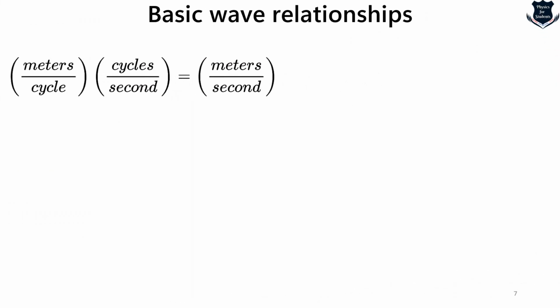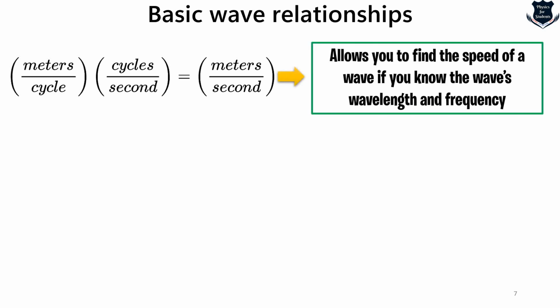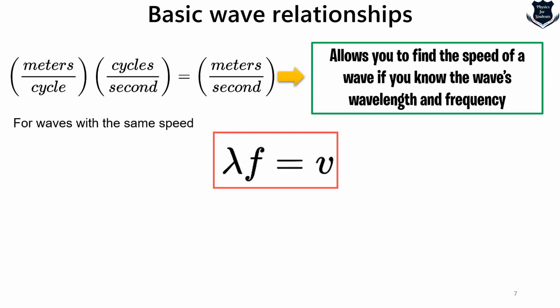Okay, if I take this equation, it shows that it allows you to find the speed of a wave if you know the wave's wavelength and frequency. So for waves with the same speed, lambda f equals v. As you study waves, you are likely to encounter many situations in which you are dealing with waves of the same type that are moving at the same speed, such as electromagnetic waves.